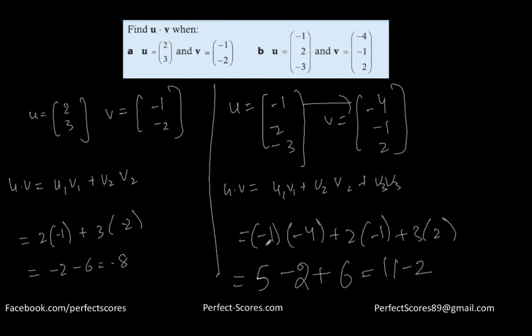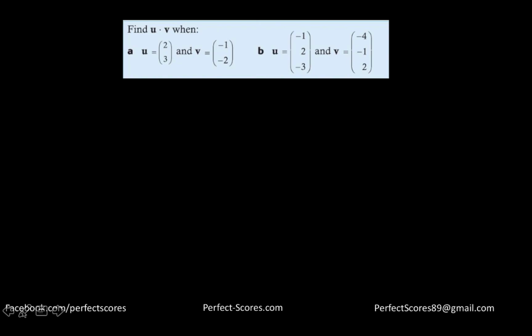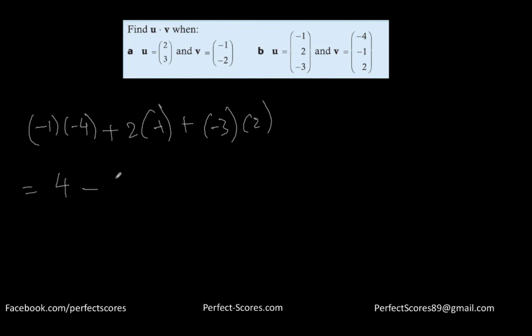Let me see if I've done everything correct. -1 times -4 is 4, I'm sorry, that's going to be 4. That's my bad, right? Then this is going to be -2, and this is actually -6 because this is -3. Sorry for messing this up, I'll just do this again. This one is -1 into -4 plus 2 into -1 plus -3 into 2. So this one is going to be 4, -2, and -6. That's going to be 4 minus 8, which is actually -4, right?